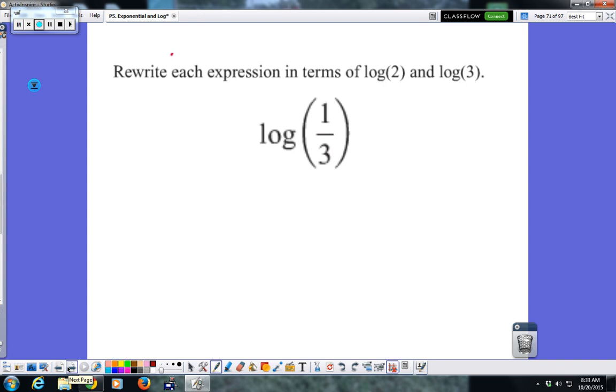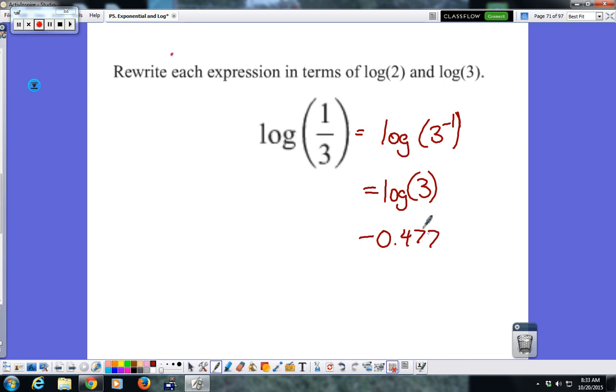Log of 1/3 we've already done. That's the log of 3 to the negative 1, which is negative log 3, which log of 3 was 0.477, so that would actually be negative 0.477. It's the negative, excuse me, I didn't move it down front, did I? It's the negative of log 3. So the log of 1/3 would be that.